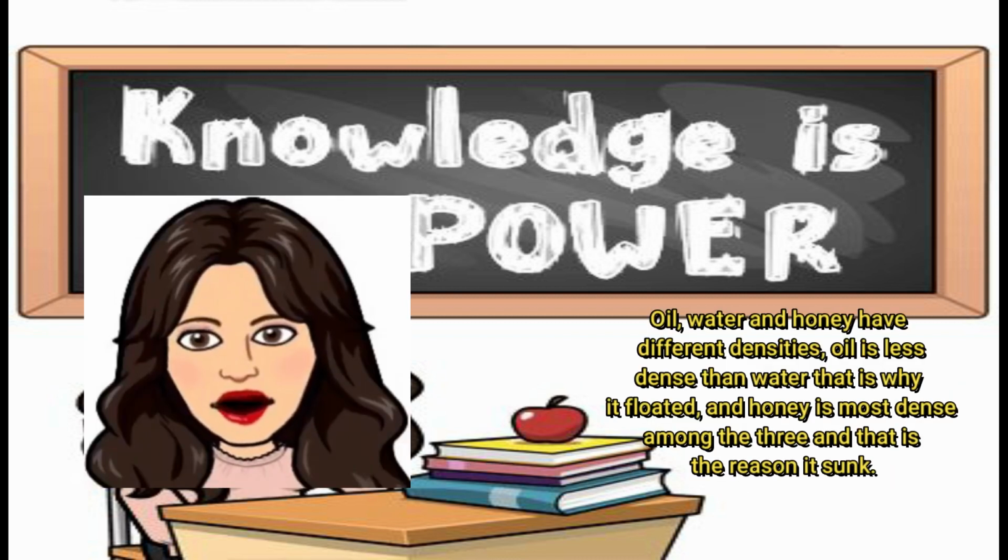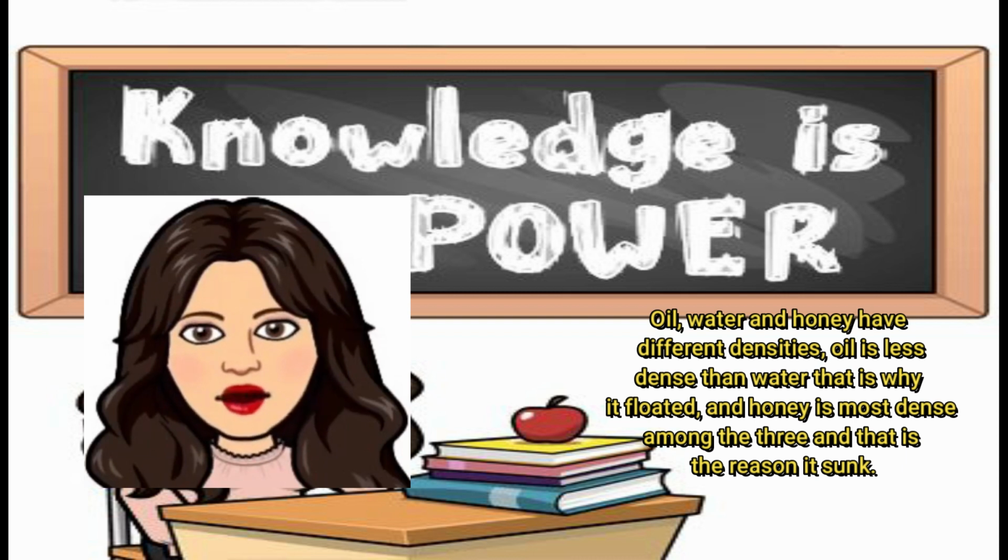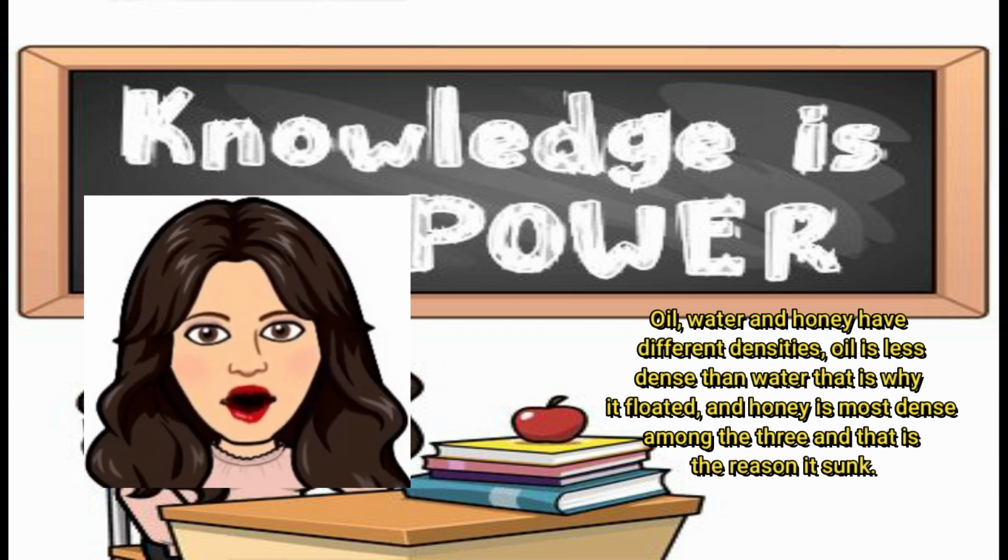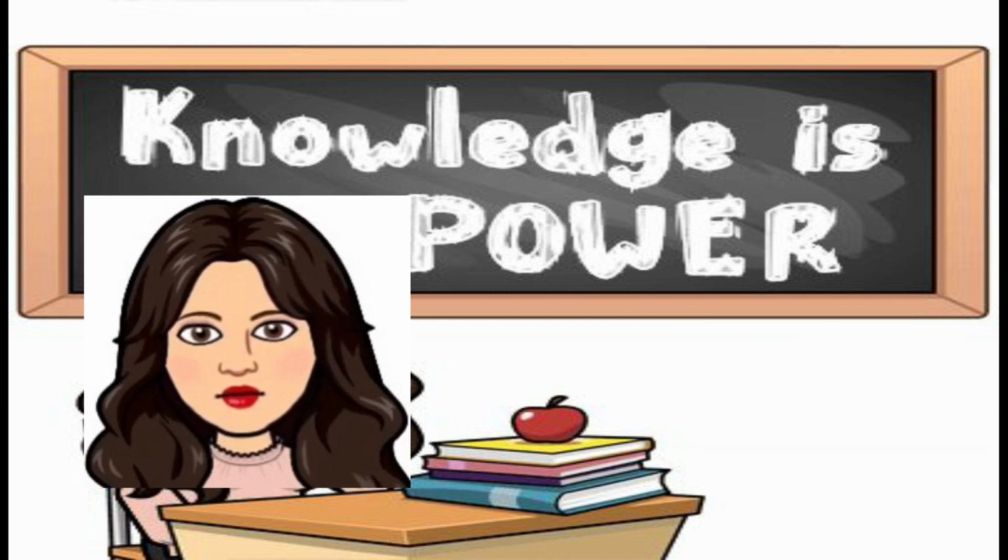Based on the result of our simple investigation and on what we have observed, we can therefore say that oil, water, and honey have different densities. Oil is less dense than water, that is why it floated, and honey is most dense among the three, and that is the reason it sank.